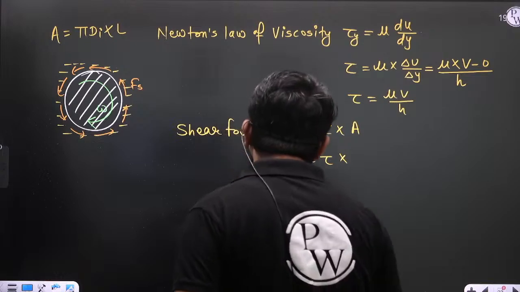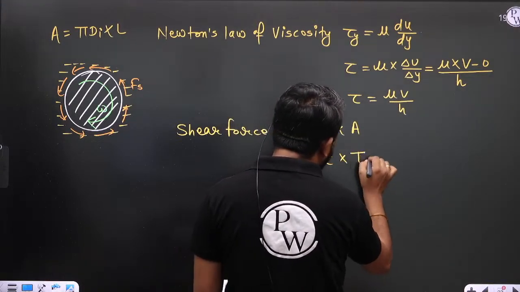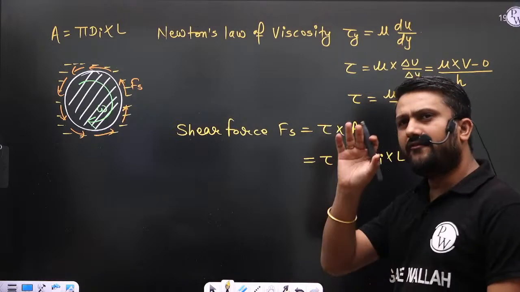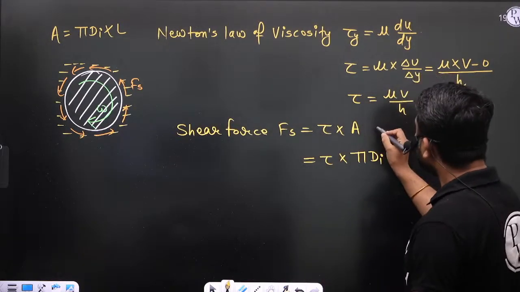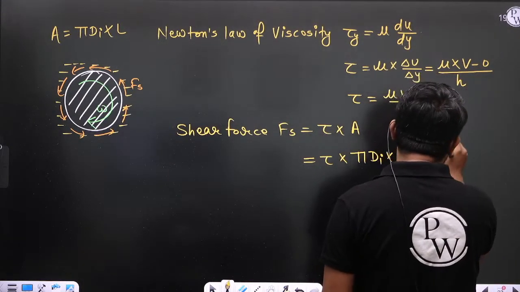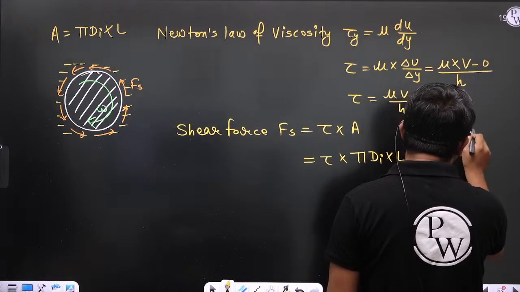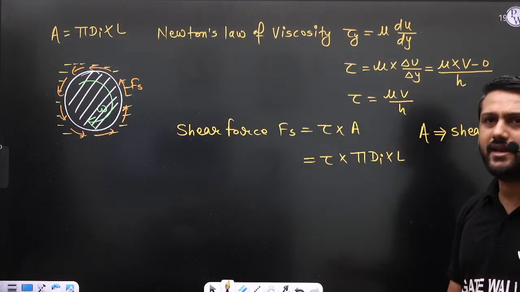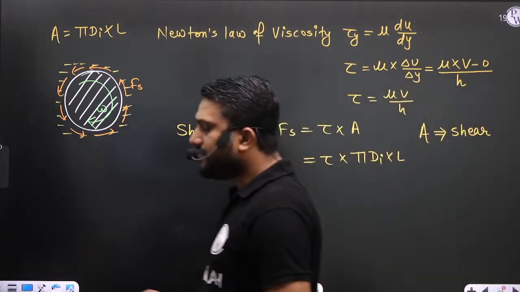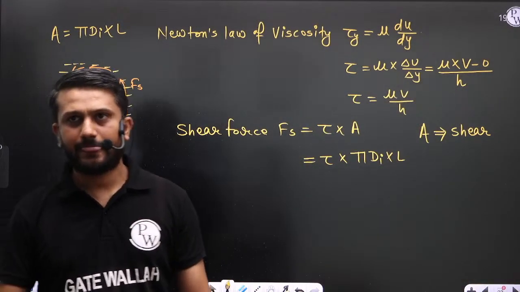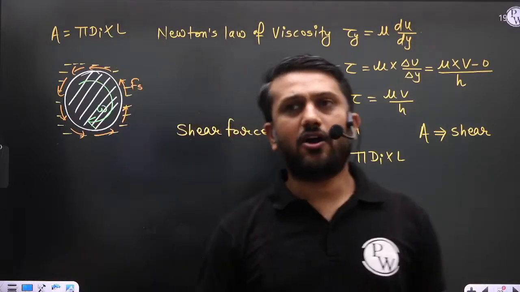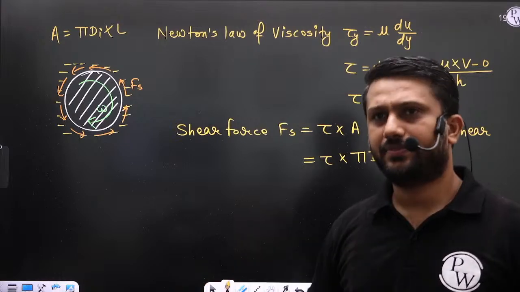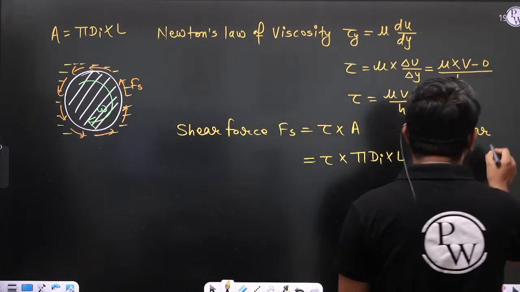Right? So tau multiplied by what is the shear area? The shear area is pi D L. So whenever you calculate the shear force, this area is nothing but the shear area, or the area where shear stress is acting, or in a very simple manner, the area of a body which is in contact with the fluid. Simple, right? So A is nothing but the shear area.